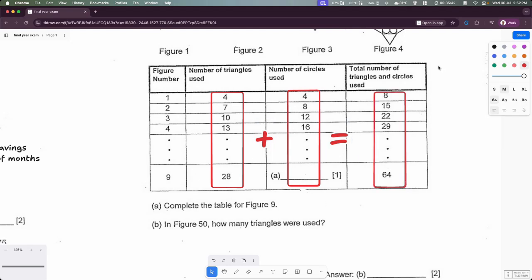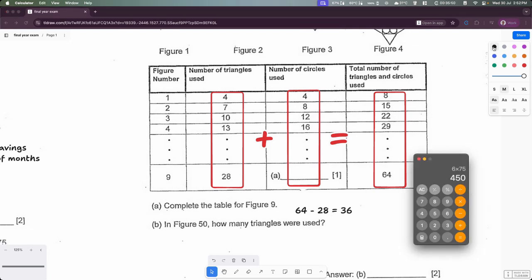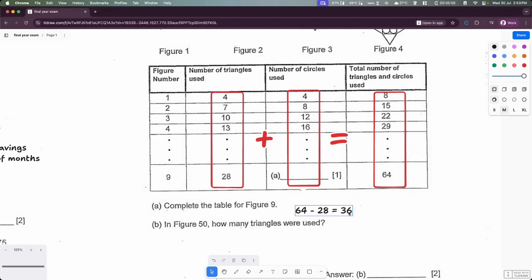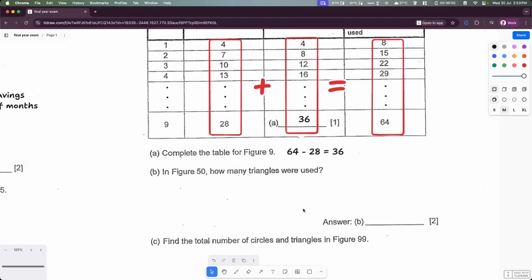So in this case, we will just say 64 minus 28. Okay, and this will give us 36. Okay, so use our calculator. 64 minus 28. This will give us 36. And that's the answer. The answer is 36 in this case over here. 64 minus 28, so this will give us 36.